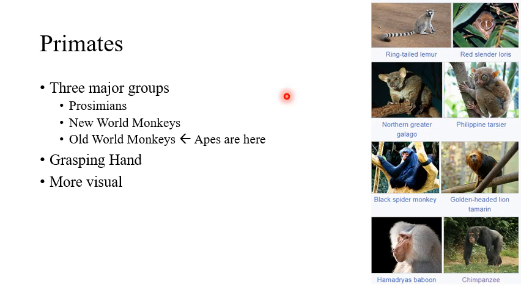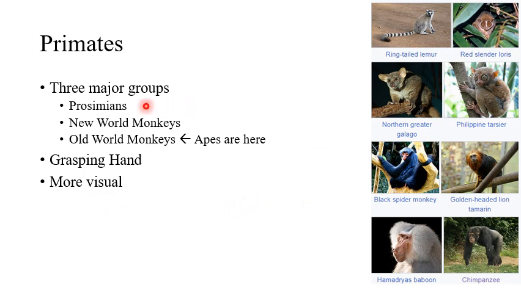This is all in the book. So this is not stuff that's external anymore. This is relevant to you guys right now, and it comes from the text. Another is a reduced sense of smell, but a greater development of visual. Primates have a tendency to be very, very visual creatures.